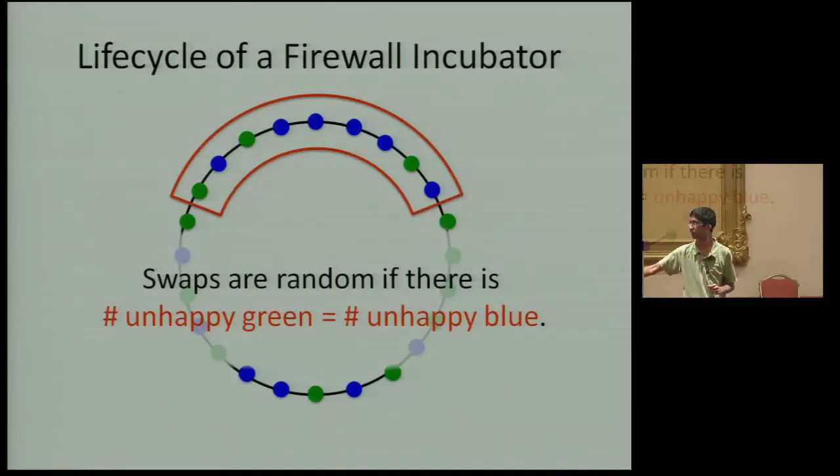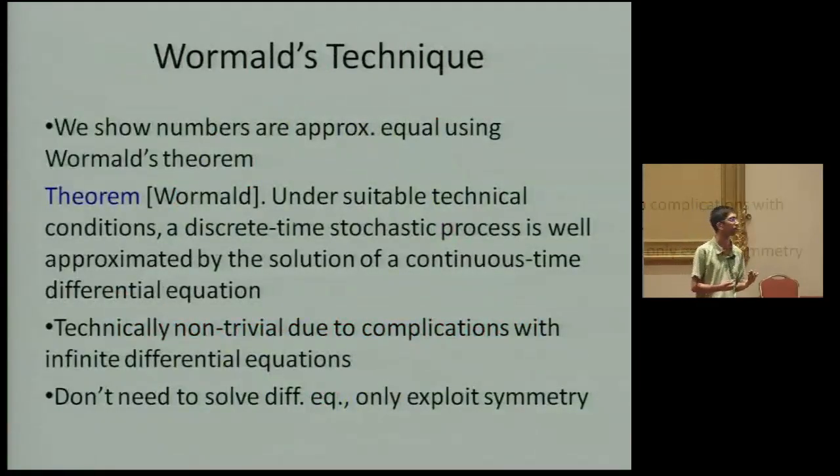We show that the number of unhappies of each color is relatively close using something called Wormald's theorem, which basically gives us a way of approximating a discrete time stochastic process using the solution of a continuous time differential equation. This was technically non-trivial due to issues with an infinite number of differential equations. As you can imagine, as n grows very large, we'll have more and more differential equations, and it's not clear what's going to happen there. It in fact causes issues with Wormald's theorem. So we managed to get around this using some clever analysis techniques.